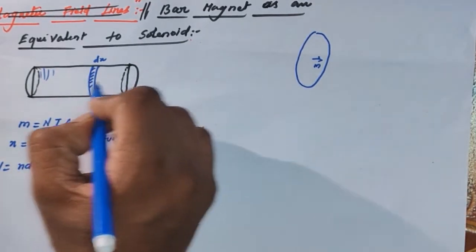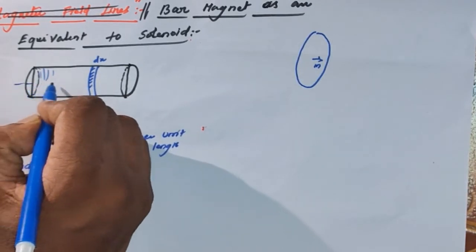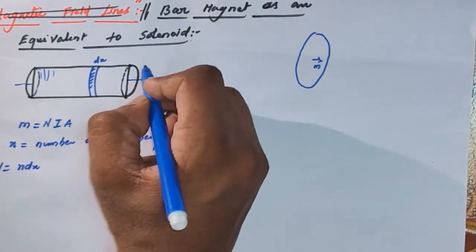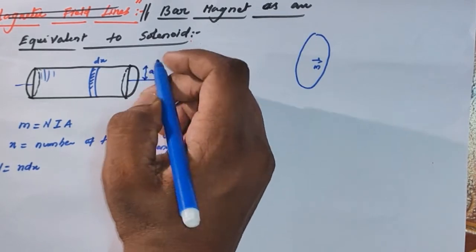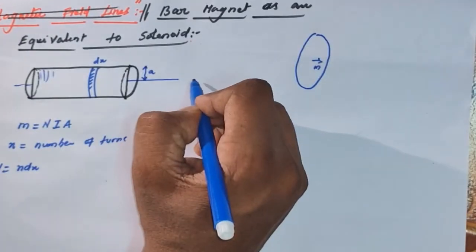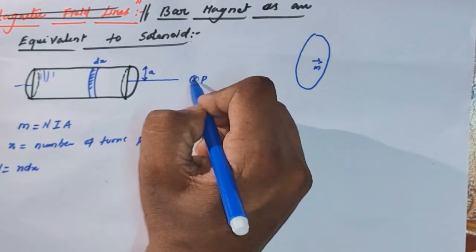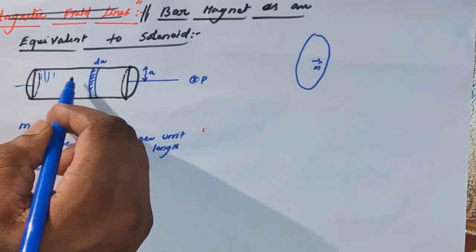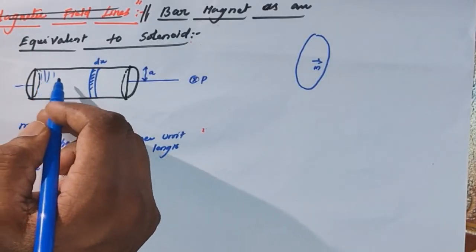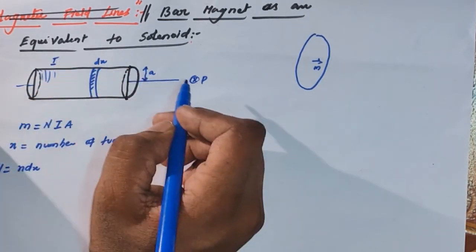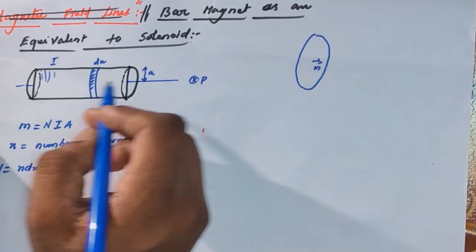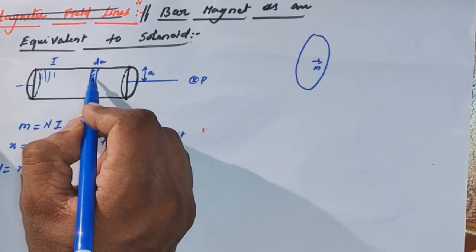Suppose you are taking the axis of the solenoid here, the radius of the solenoid is a. Then we are going to take the point P. We are going to evaluate, if this solenoid has the current I, you can take the current in the solenoid as I, what is the magnetic field at a point P from the dx element.